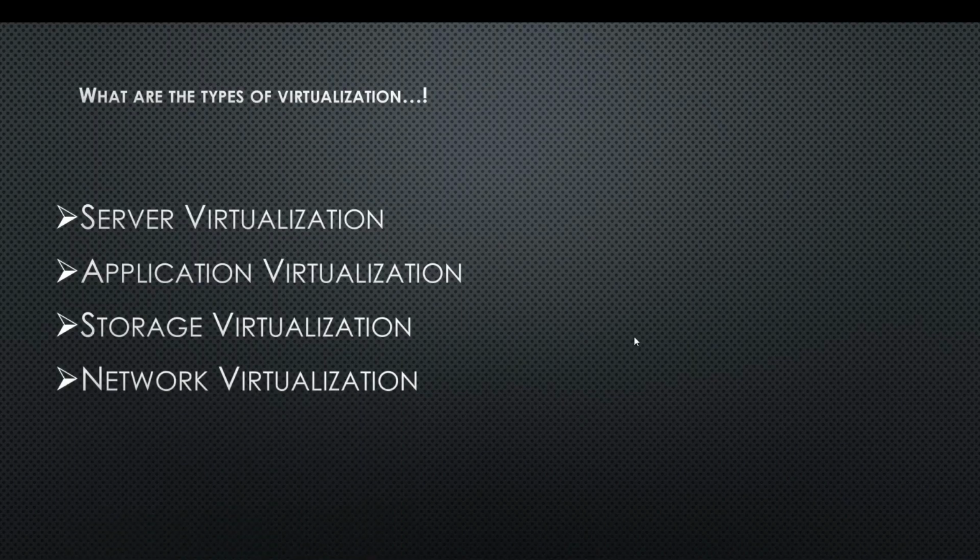The next one is network virtualization. Under network virtualization, network devices such as switches, routers, and firewalls will be virtualized. Basically, you don't have to use physical switches, physical routers, or physical firewalls. You can configure all these features using the virtual layer itself.